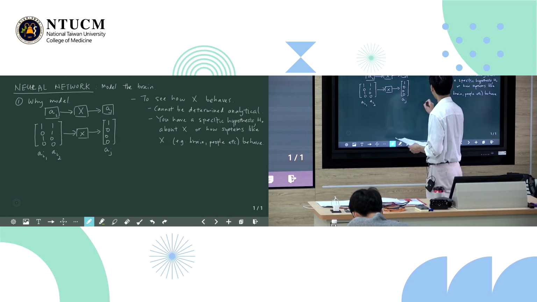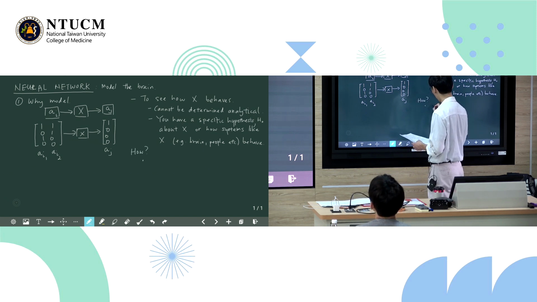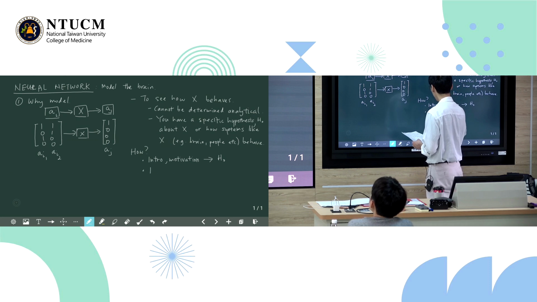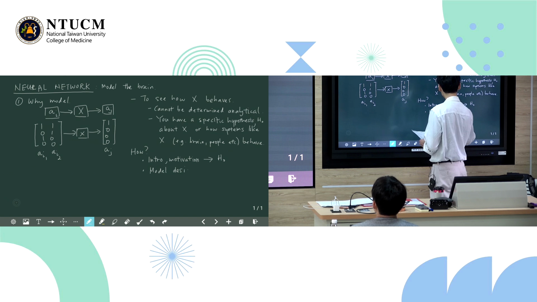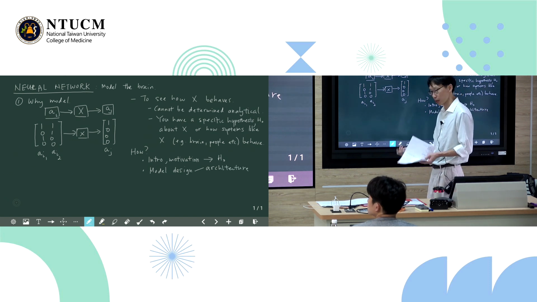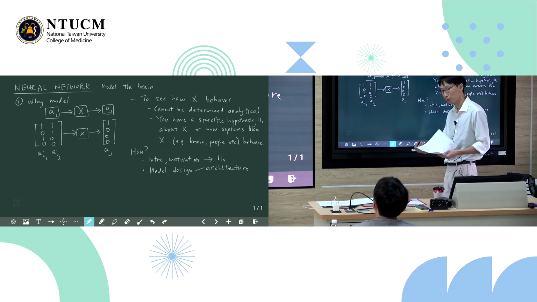And when we do it, how do we model? I talked about this. First, we form an introduction, a background introduction and motivation, all right? That leads to a hypothesis. Then we design the model. This involves specifying the architecture, and we will be doing that today, okay? Based on the hypothesis, we come up with an architecture, a designed model, all right?